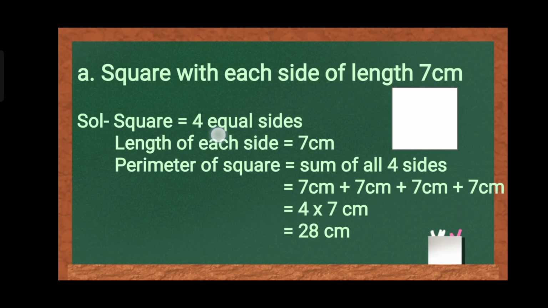In the solution, first we will write square is equal to 4 equal sides. Length of each side is equal to 7 cm. To find out the perimeter of the square, we have to find the sum of all four sides. We have to add the measurement of all four sides. Here the length is given 7 cm. So 7 cm plus 7 cm plus 7 cm plus 7 cm. In short, we can write it as 4 into 7, 4 times the length of the side. So 4 into 7, 4 sevens are 28 centimeter.